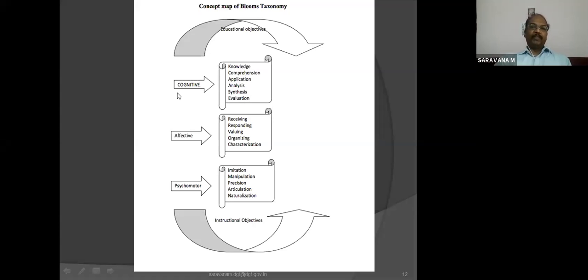See, Bloom worked completely with this cognitive domain and partially with the affective domain, but he has not given his complete contribution to psychomotor domain.